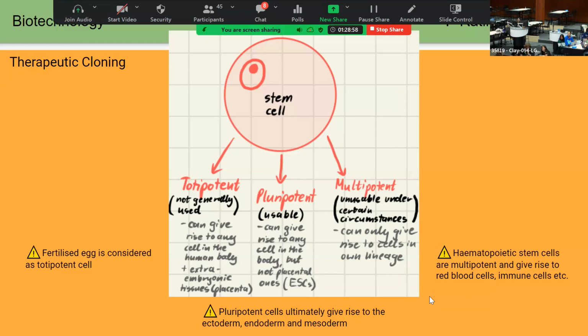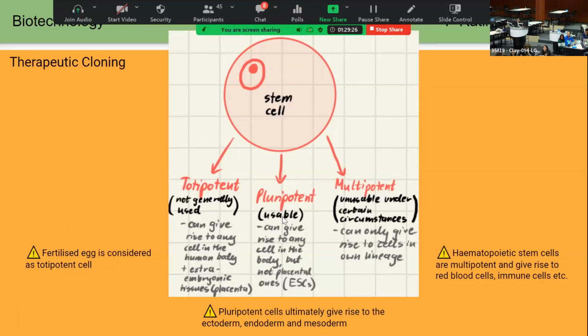And then for therapeutic cloning, it's important to know the different types of stem cells. Totipotent cells are not generally used because they're very early on. These can give rise to any cell in the human body, and also extra-embryonic tissue like the placenta. A fertilized egg is pretty much the only totipotent cell.